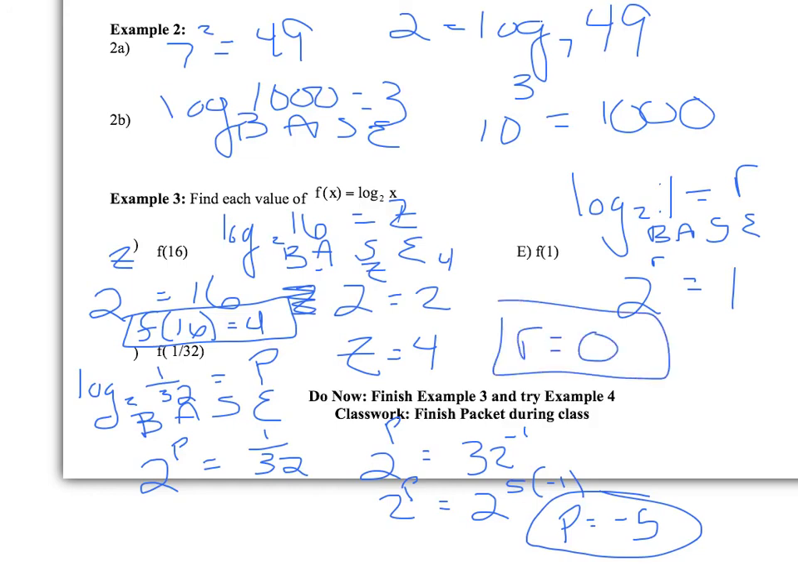Therefore, r equals 0. At this point, I'd like you to try the 2 problems I skipped on example 3, as well as try your best on example 4, and we will do the rest tomorrow in class.